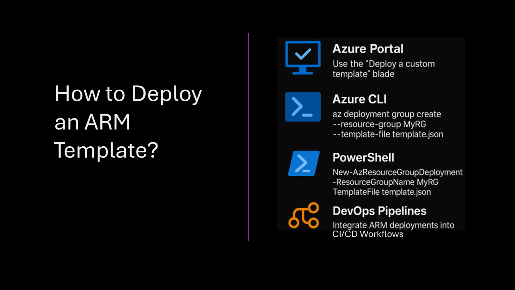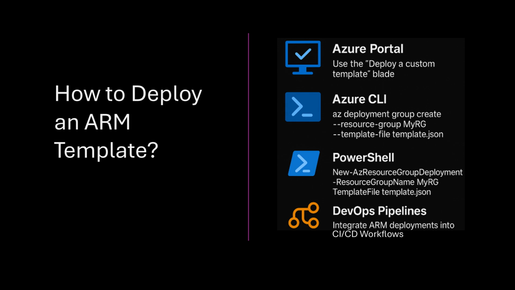You have several flexible options when it comes to deploying ARM templates, depending on your workflow and preferences. If you prefer working through a graphical interface, you can deploy your ARM template using the Azure portal. Simply navigate to the Deploy a Custom Template blade, where you can paste or upload your template and walk through a guided deployment process. For a command line experience, you can use the Azure CLI to deploy your template. The command you will need is shown on the screen.